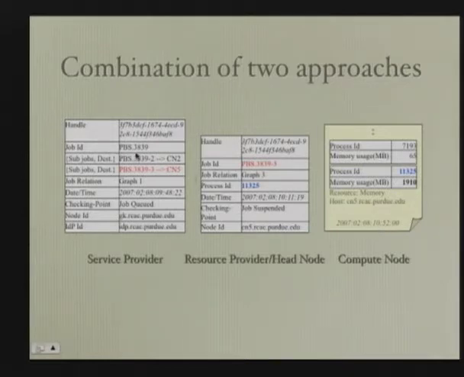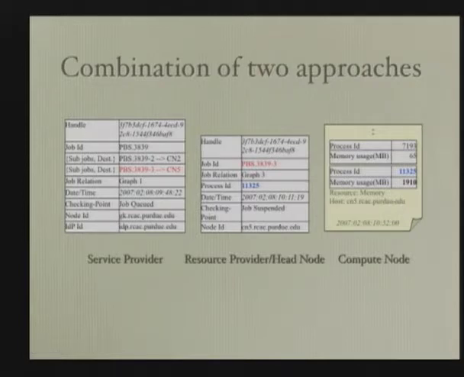A job is submitted to a service provider. And the job is divided into two jobs, the -2 and -3, each assigned to compute node 2 and compute node 5. The compute node for PBS 3839-3 is assigned at cn5.rcac.purdue.edu.